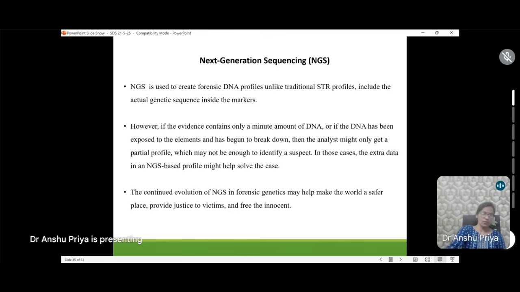Now let's talk about NGS. NGS is used to create the forensic DNA profile when the traditional DNA profile couldn't solve it. But this technique is not used too much. This is only used for research purposes. It is not the routine practice. In routine practice, we are just doing STR DNA profiling, but if you want to know the sequence inside the STR, or if there's any mutation inside the sequence, then we do NGS.